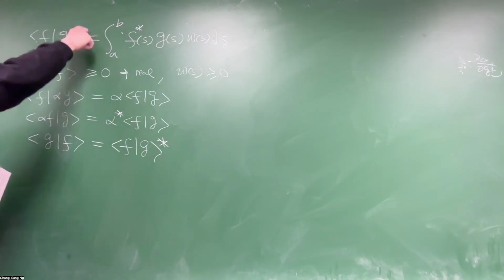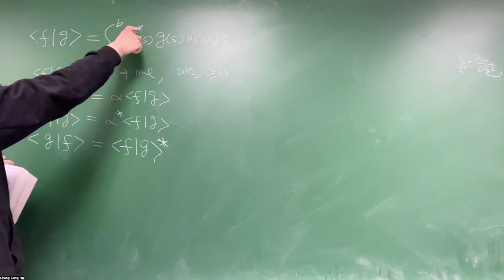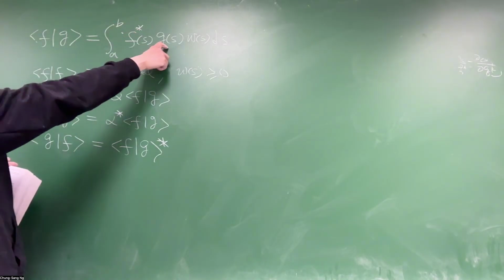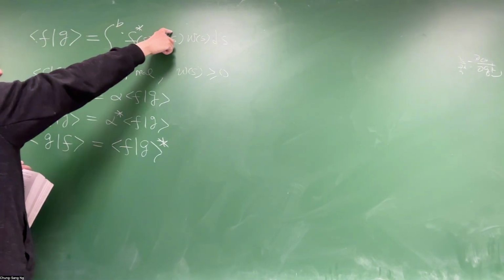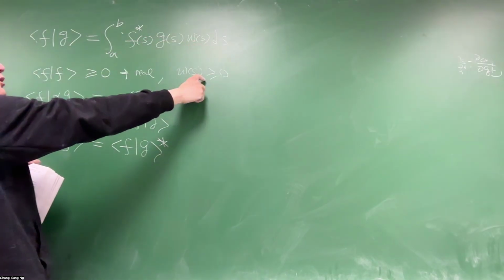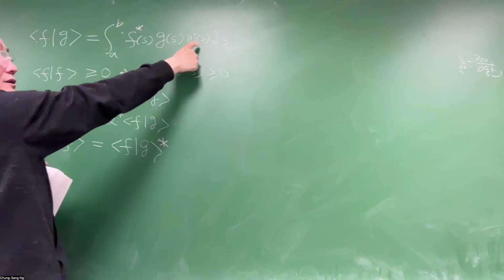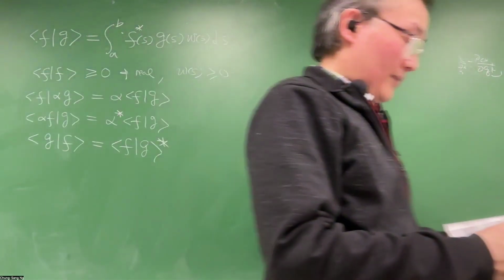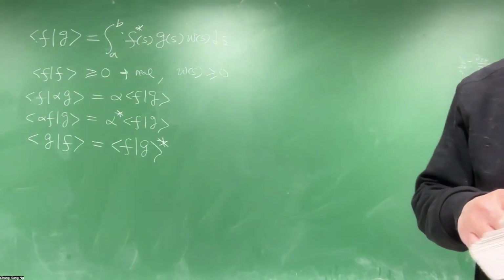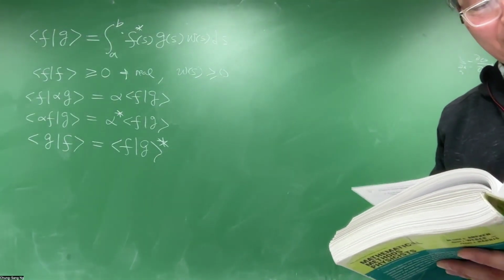Because when you take the complex conjugate of the whole thing, that changes back to F, and G changes to G complex conjugate, right? And W is assumed to be real, so it doesn't change. Okay, so this is another property of the scalar product. These are just properties of the inner scalar product that is associated with the Hilbert space.